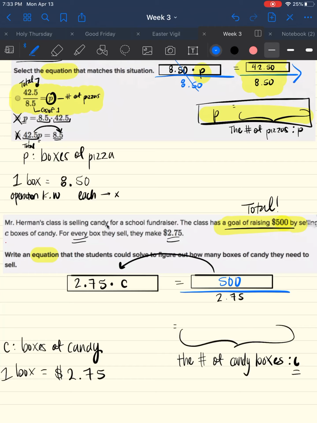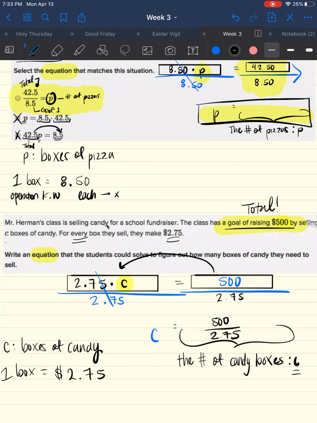And if you were to now try to solve this, this is why we end up with this, because we have 2.75 times C. You want to get C by itself. How do we do that? Do the opposite of multiplication, division by 2.75 to both sides, which is exactly what we did. This would end up with C. And the way that we get that is by just simply dividing 500 divided by 2.75, which is what we had above.